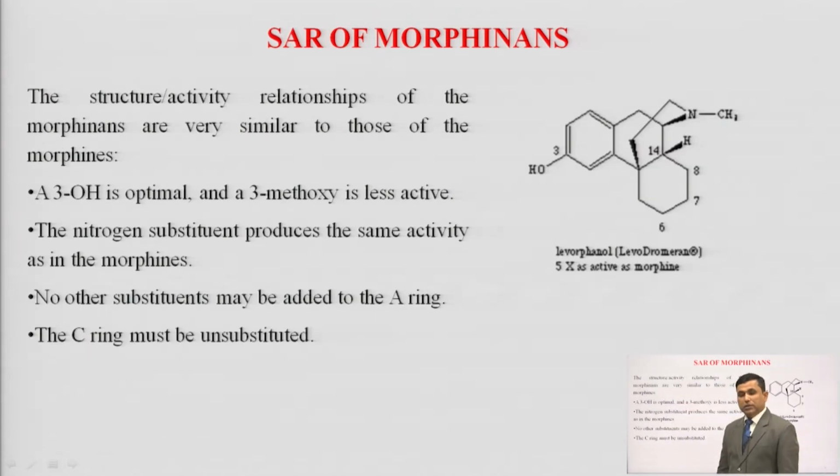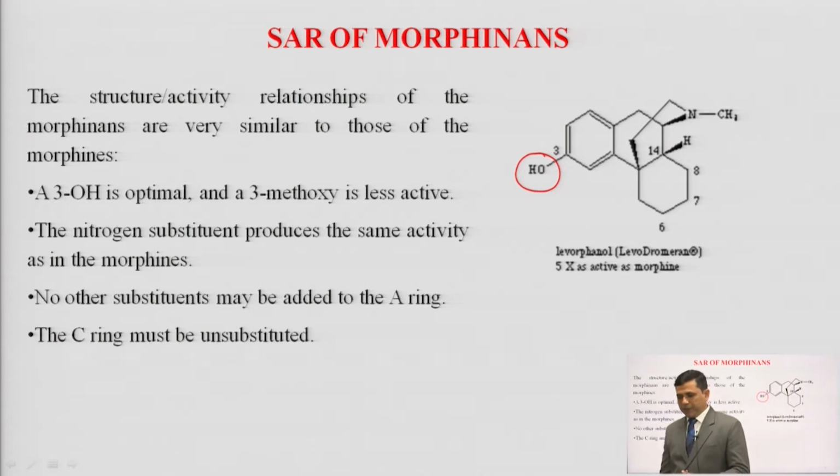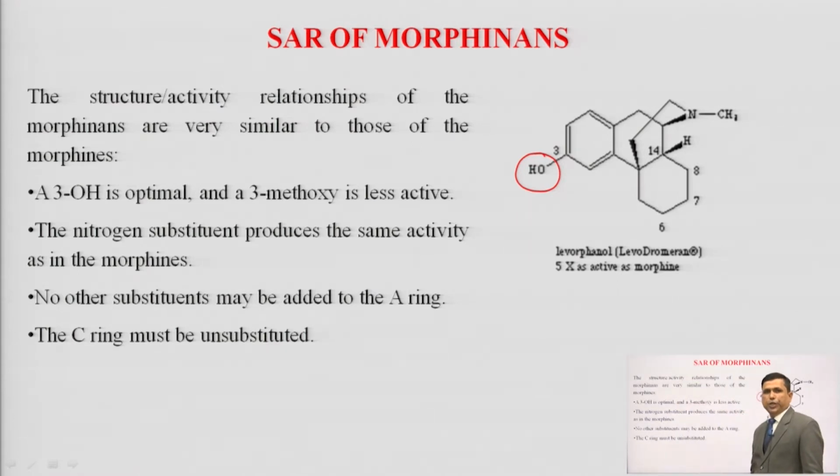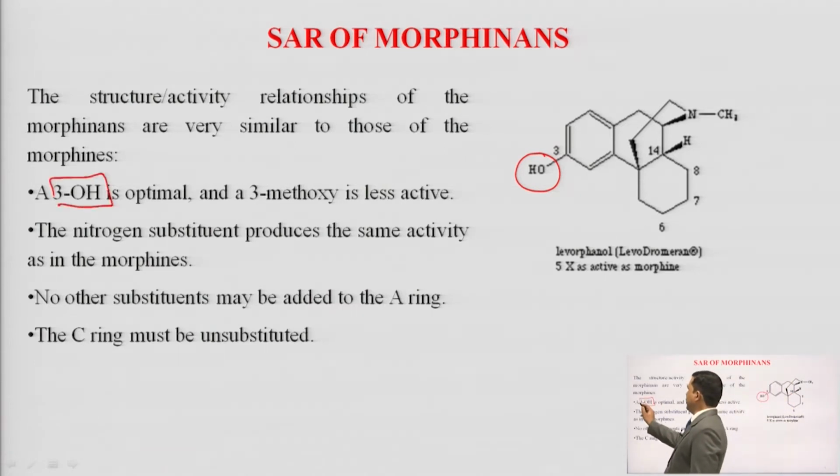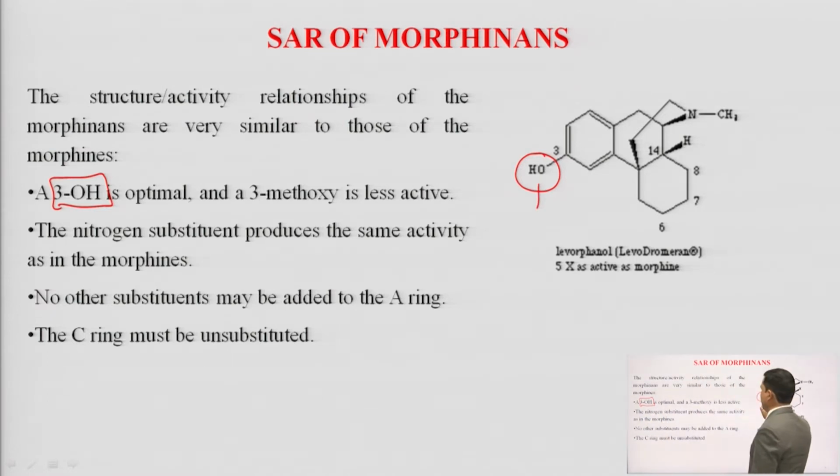In the structure of levorphanol, the 3 OH group is present, but 6 OH is absent. There is no double bond between the 7 and 8 positions, and a 3 OH is optimum for the activity. 3 OH means the hydroxyl group at the third position. If it is substituted with 3 methoxy, then it is less active.